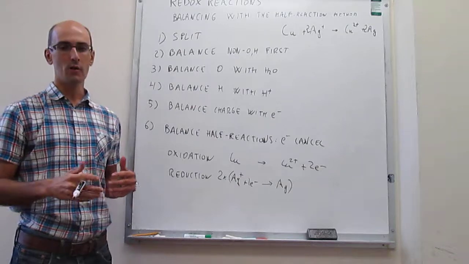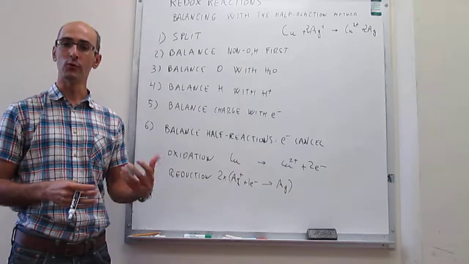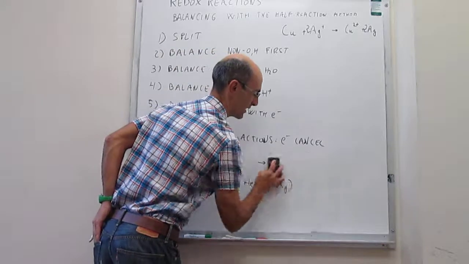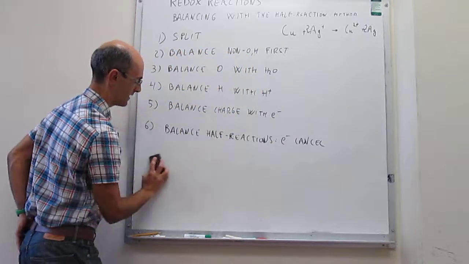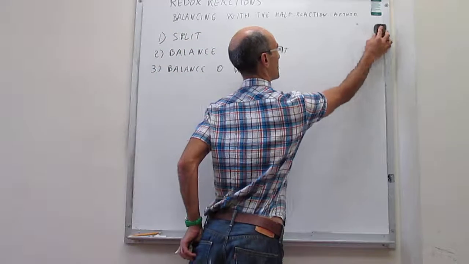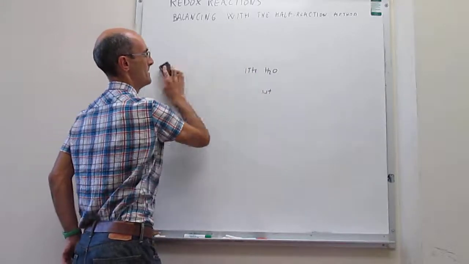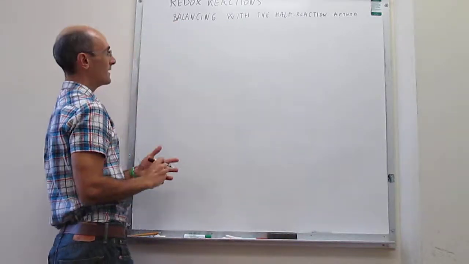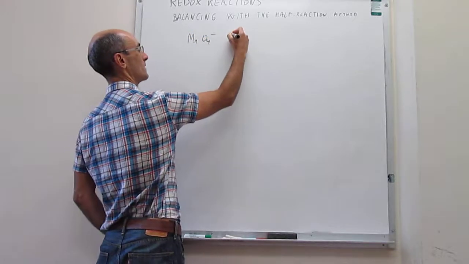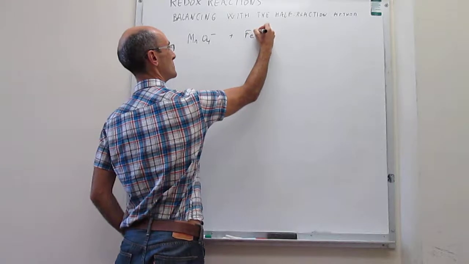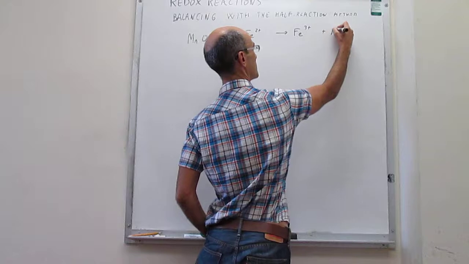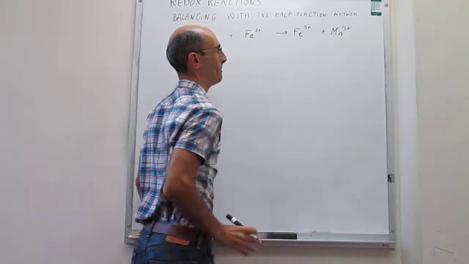half reaction method. What we're actually going to do now is use a more complicated reaction to see how the rest of these rules play out. I'm going to have to erase them though, so we'll commit them to memory in order to be able to balance this more challenging reaction. And the reaction is going to be permanganate reacting with iron 2 to generate iron 3 and manganese 2 plus.